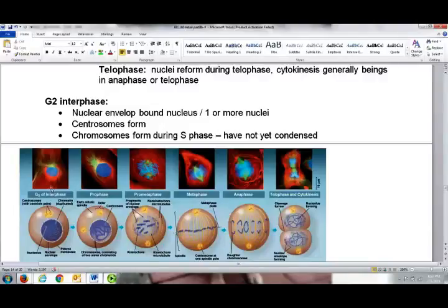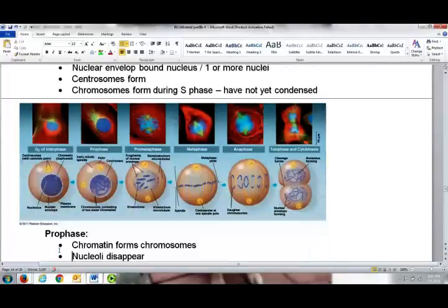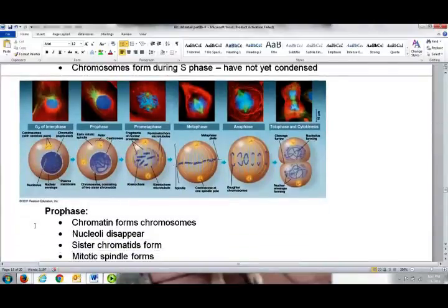So here in this picture we can see G2 phase, you can see the chromatin. It's duplicated here, but it's not actually condensed into chromosomes. You've got your centrosome pairs, your nucleolus, the nuclear envelope, your plasma membrane. So during prophase, your chromatin is going to form chromosomes. Your nucleoli disappear, the sister chromatids form, and the mitotic spindle forms.